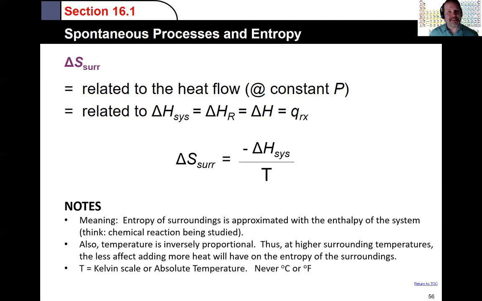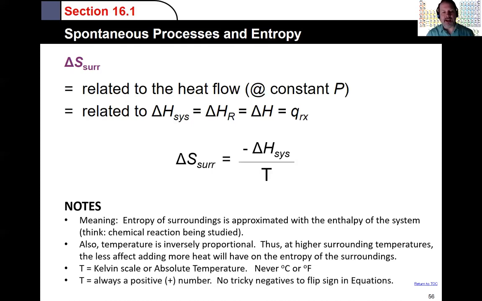And don't forget, this is in Kelvin. T, capital T, is in Kelvin. That's the absolute temperature scale. We're never doing it in Celsius or Fahrenheit. Those have negative numbers. They give you sign flips. It's much easier to always think about Kelvin, because it's a measure of the energy that's there. So we don't have to worry about any tricky sign flips coming from a negative Kelvin.